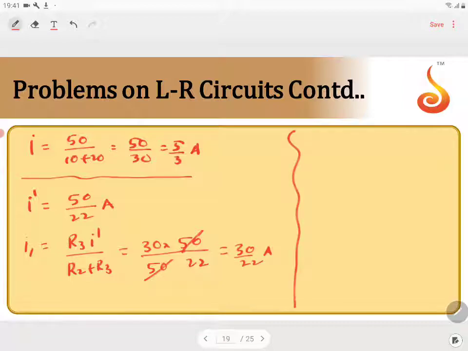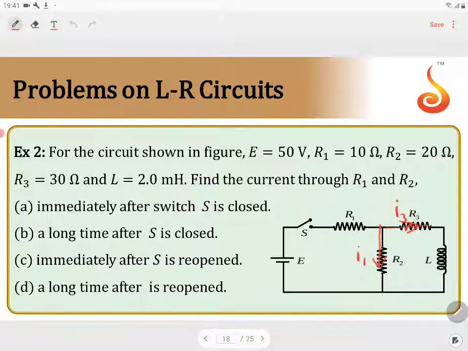Now the remaining current you can calculate. So I2 is equal to 50 minus 30, so that is 20 by 22 ampere. So these are the currents after a long time.